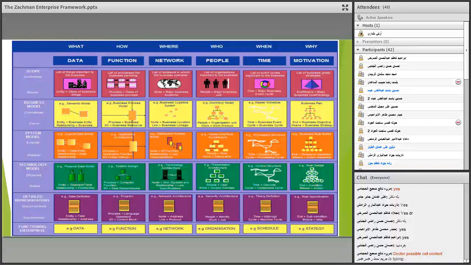As you see, this matrix consists of a set of rows and a set of columns.